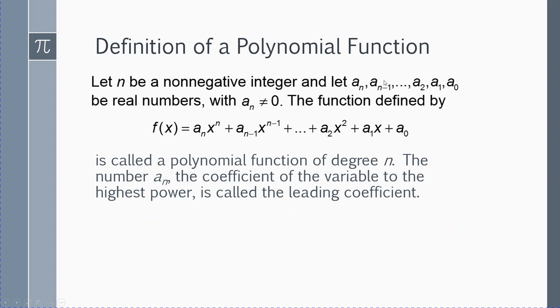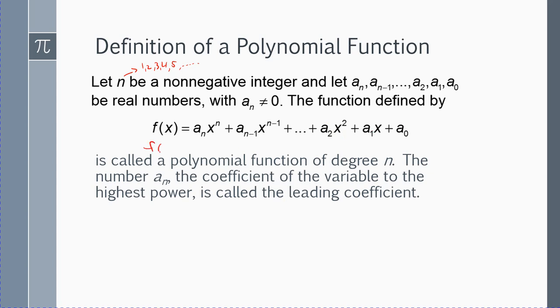Okay, so what exactly does a polynomial function look like? Let n be a non-negative integer, and let a sub n, a sub n minus 1, all the way to a sub 2, a sub 1, a sub 0 be real numbers with a sub n not equal to 0. So this function is defined by the following, and it looks a lot harder than it is. f of x is equal to a sub n x to the n plus a sub n minus 1 x to the n minus 1, plus all the way to a sub 2 x squared plus a sub 1 x plus a sub 0.